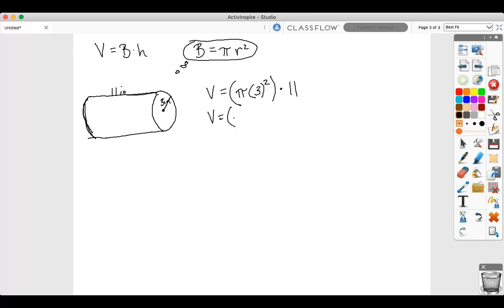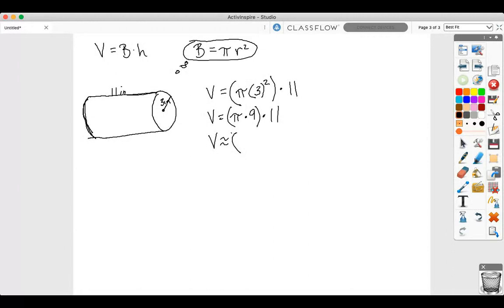And here we go. So this will be pi times 3 squared, which is 9, times 11. We're going to use the pi button. So take 9 times pi. We're going to get, now remember, we're rounding to the nearest hundredth. Oh, wait. It ceases to be equal, and now it's approximately.